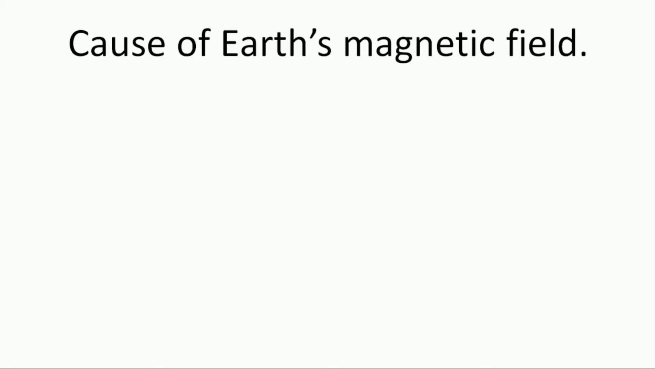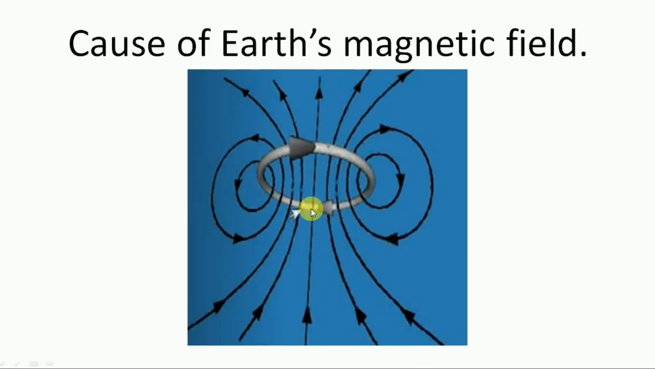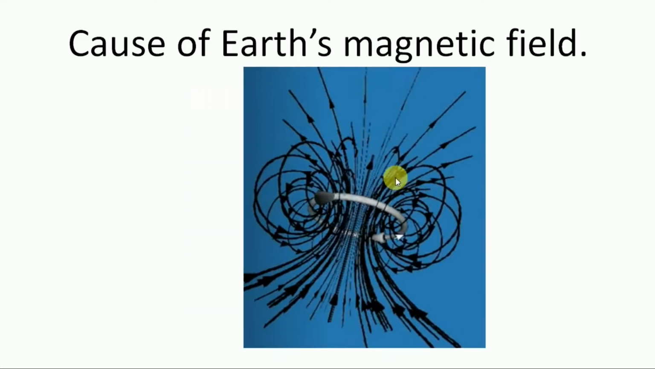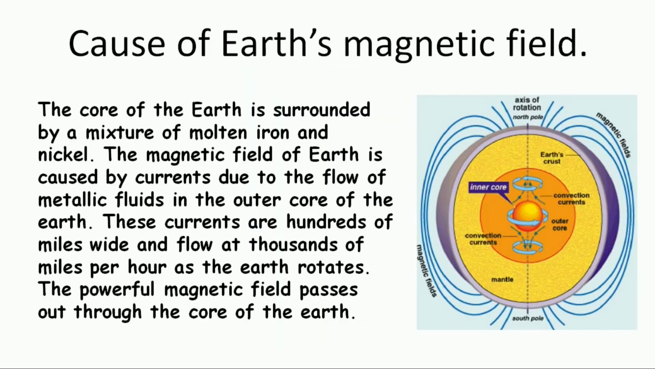Now, the cause of the earth's magnetic field. We know a current carrying loop can produce a north pole and a south pole. In the picture you can see the current carrying loop, and down is the south pole, and up out here is the north pole. So we need a current carrying loop to produce a north pole and a south pole.